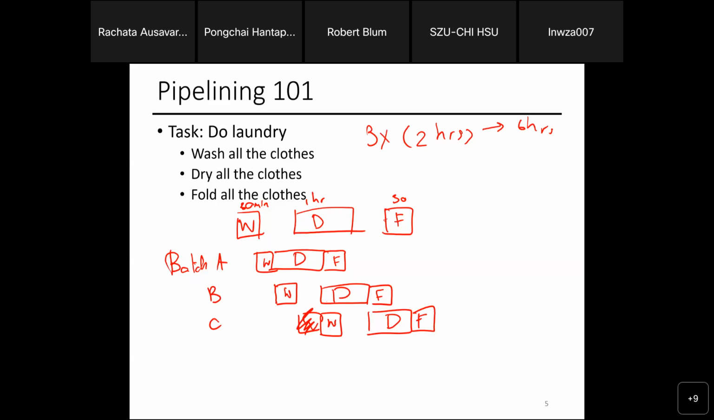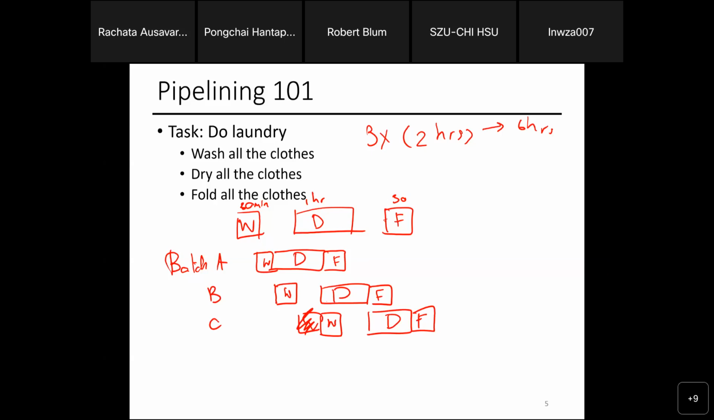So that's 4 hours. Here's my next question. If I know that the dryer takes a long time, and let's say your family has multiple people, you end up with a lot of laundry to do. What would you do to fix this and make it a better design?